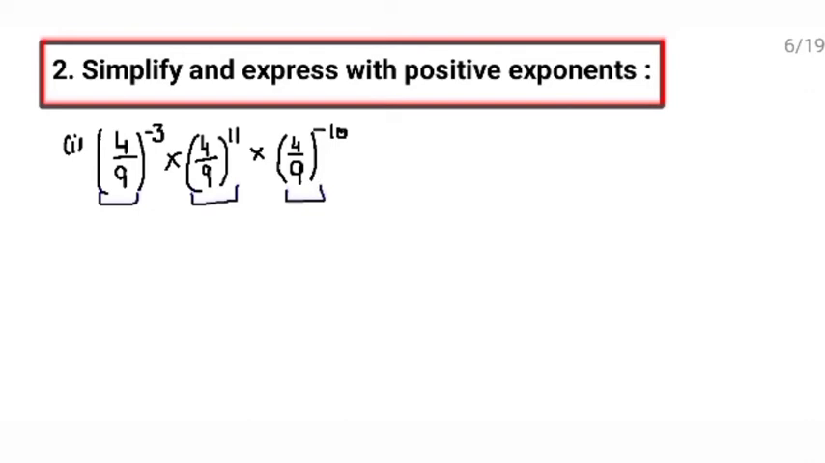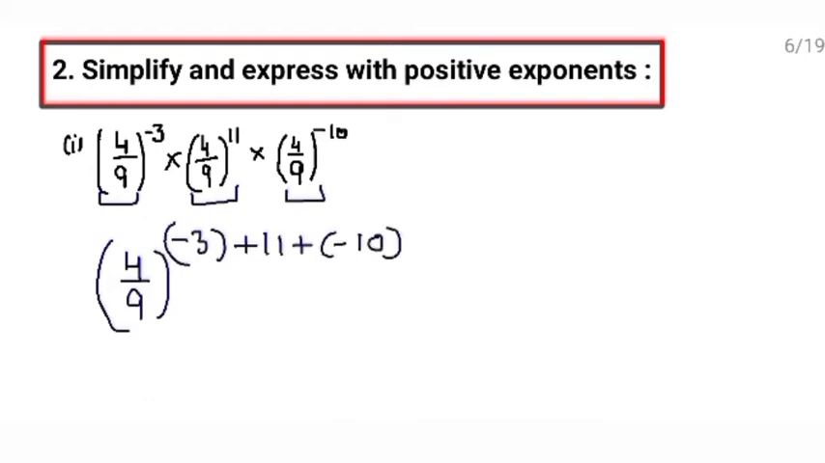We are multiplying them. As I told you, if the bases are same and we are multiplying rational numbers, their powers will be added. So add the powers because the bases are same. 4 upon 9, add the powers, minus 3 plus 11 plus minus 10. Now open the bracket: minus 3 plus 11 plus minus 10.